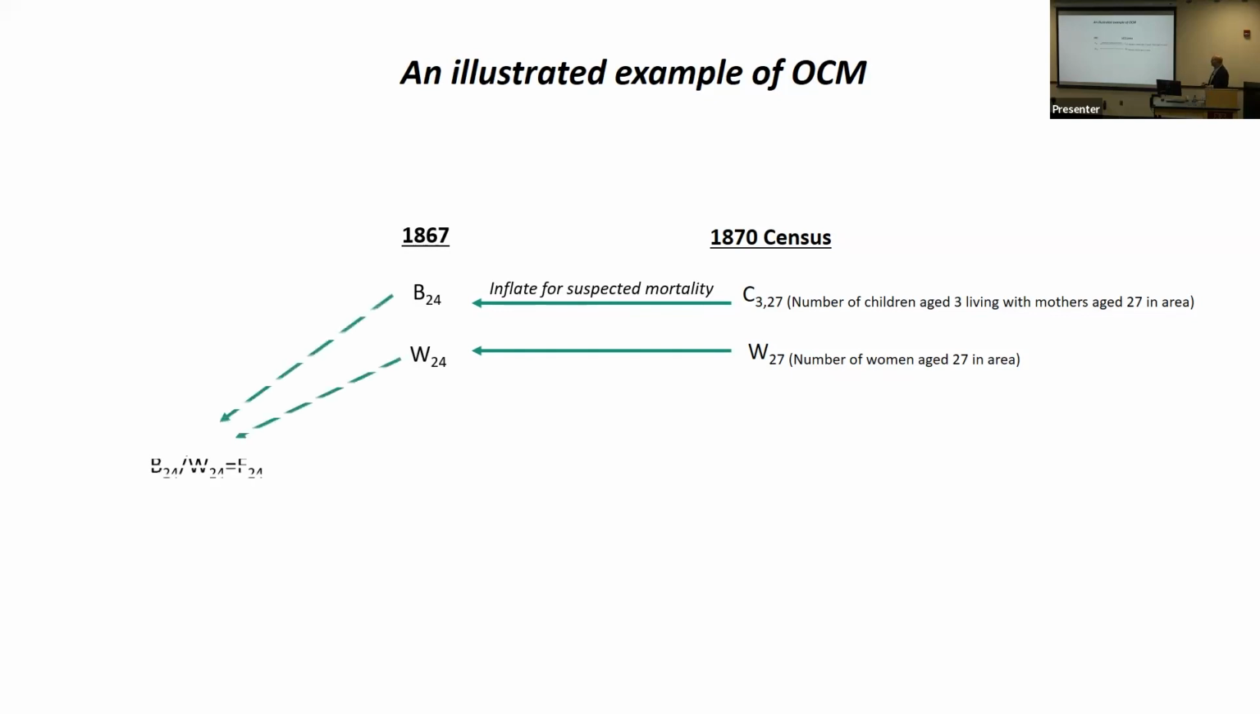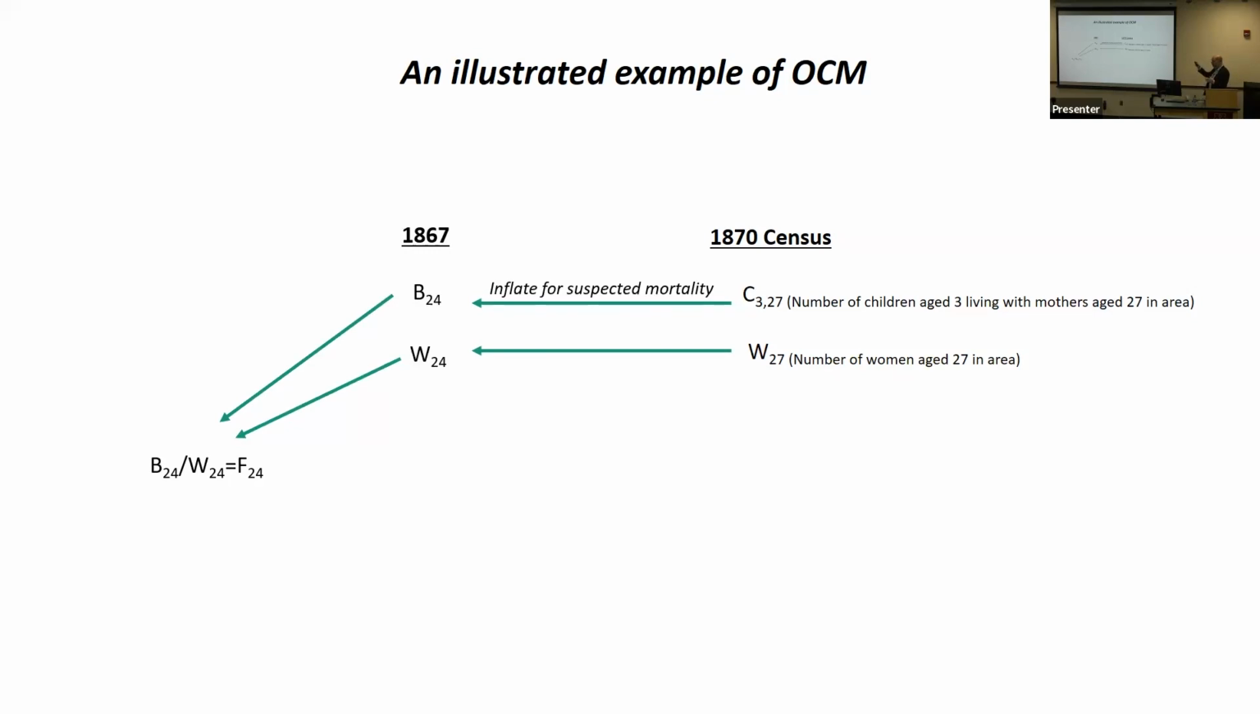And you can tabulate it for each region. Here I have, just as an example, children age 3 who are co-residing with mothers age 27. And you know how many of those are in, let's say, a county or a state. And you also know how many women age 27 there are in that area. So you can go back 3 years before the census when these children were born, which is 1867, and use your life table to inflate the children who are living to the number who were born 3 years before, born to women not age 27 but age 24, 3 years earlier, right? And you take the number of women in the county and find out there are probably a few more age 24, because some of them died between age 24 and 27. You inflate that number, you create a ratio, you have an age-specific fertility rate.